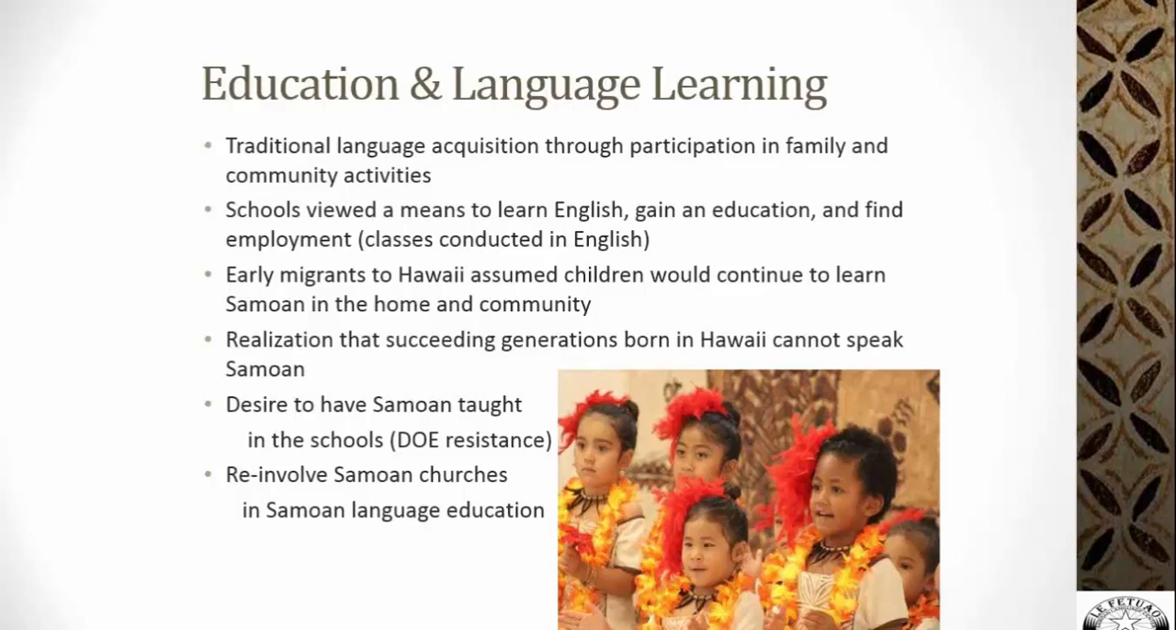Language is learned through family and community activities. In traditional schools, it is viewed that you learn English only, gain education, and find a job. Everything is conducted in English. So there's an assumption in our community that children will continue to learn Samoan in the home and the community. We later realized that the generation born in Hawaii are not speaking Samoan. So as a community, we have the desire to have Samoan taught in the schools, although there is DOE resistance. So we developed this concept to try to re-involve Samoan churches to teach the Samoan language. Next slide.